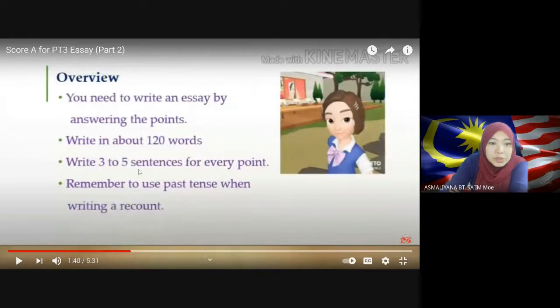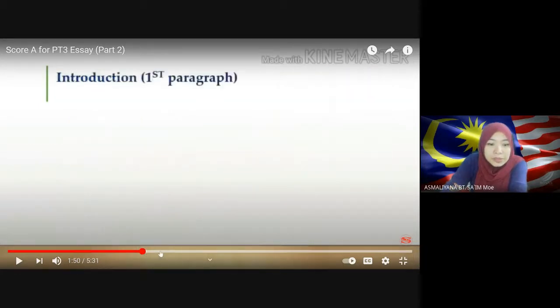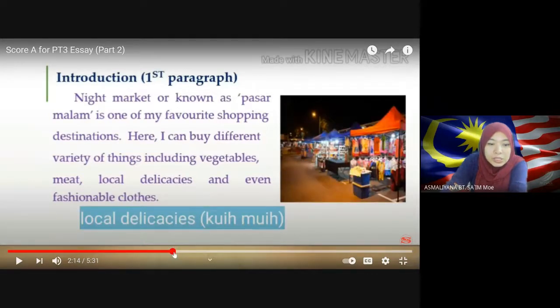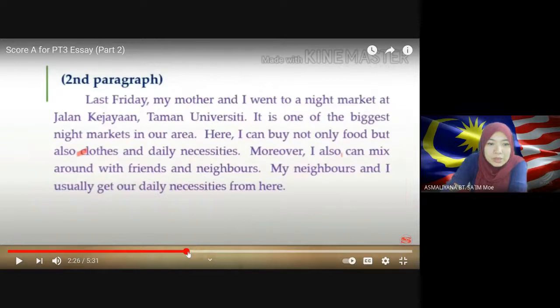Okay, so the important thing is you have to remember this. Alright, for 120 words, write 3 to 5 sentences for every point. This is the simplest. If you can write more, you can write more. Okay, so introduction, 1 paragraph. Right, must have an introduction, 1 paragraph. Then the local delicacies, Pemela wants to tell. Second paragraph, you're combining two contents.